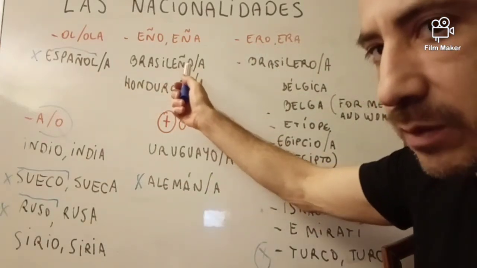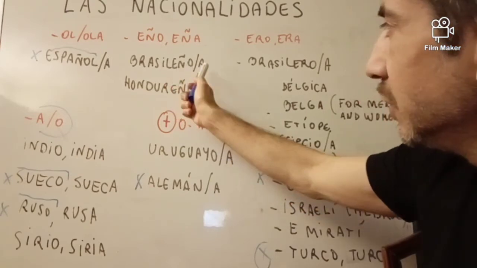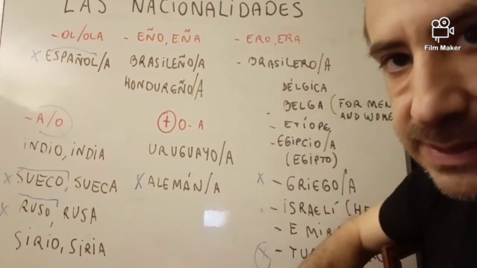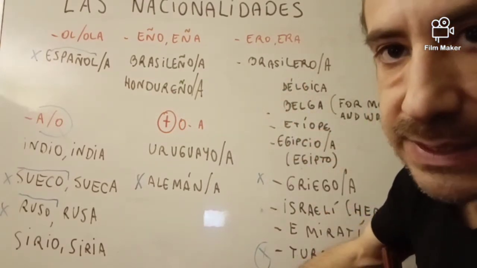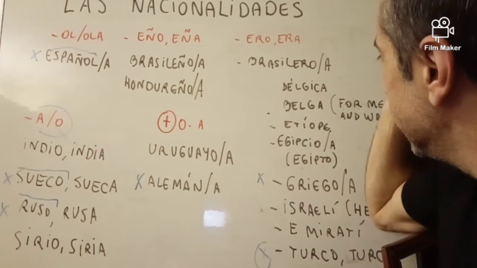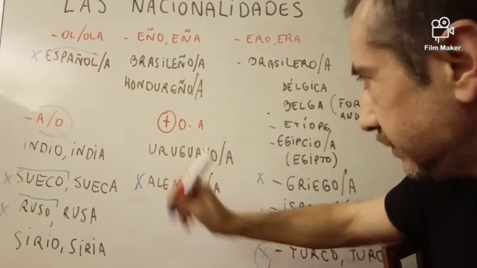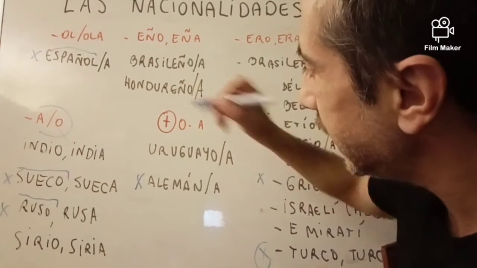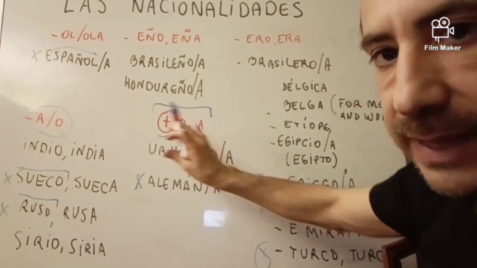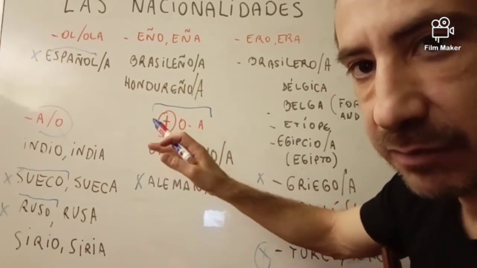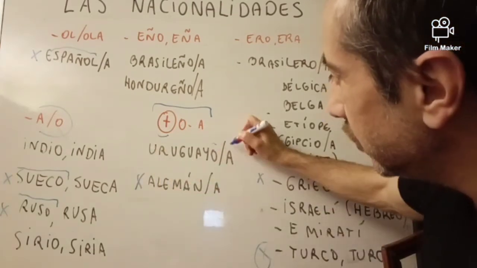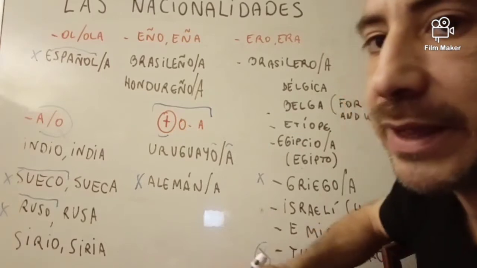When we talk about people from Brazil, we can say brasileño, brasileña, or brasilero, brasilera. It's the same. And the name of the language, Portuguese, is different; this is only to refer to the nationality. Another ending: in some cases we must add the O and A endings to indicate gender. For example, from Uruguay, uruguayo, uruguaya.